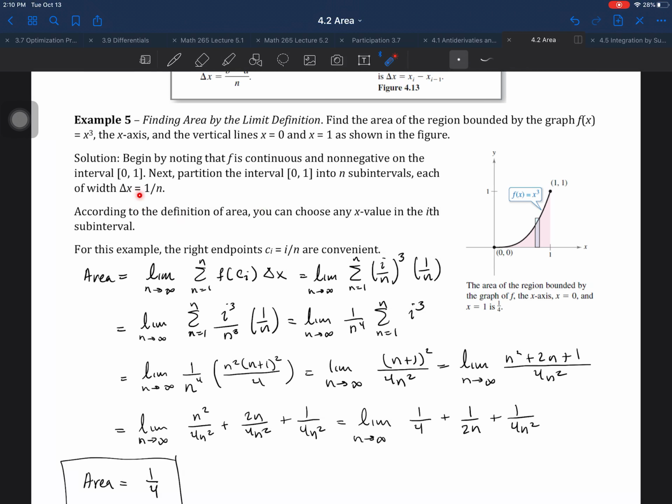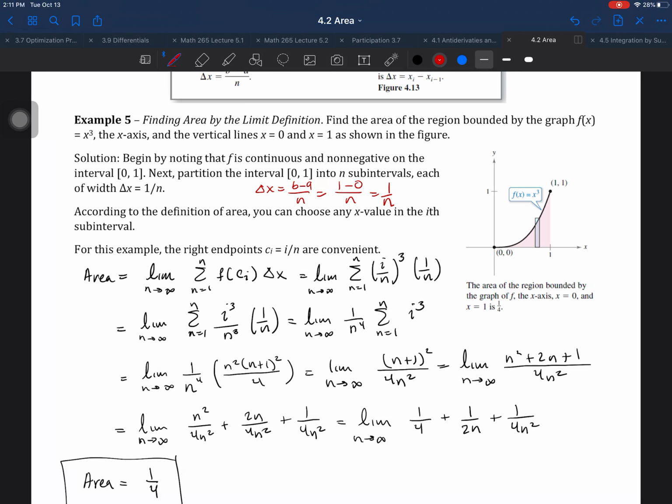So we already know how to find delta x. In this case, delta x is equal to b minus a over n. So we're going to have 1 minus 0 over n, which is 1 over n. So we found delta x.